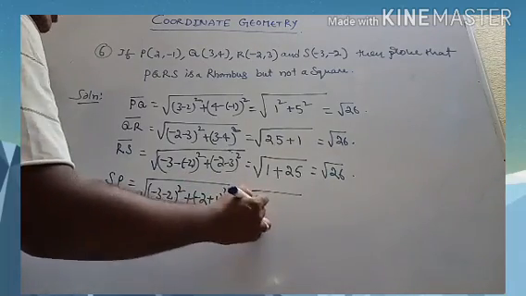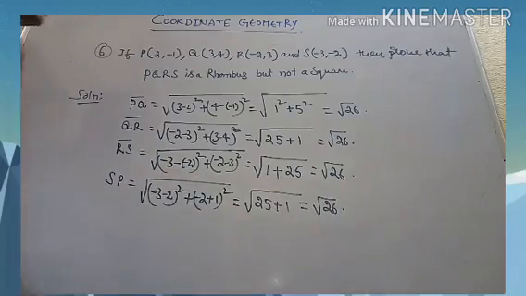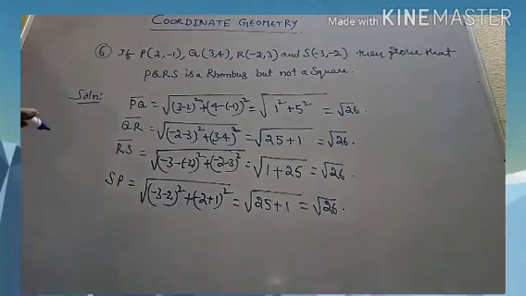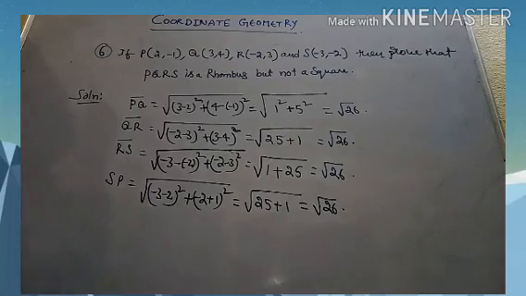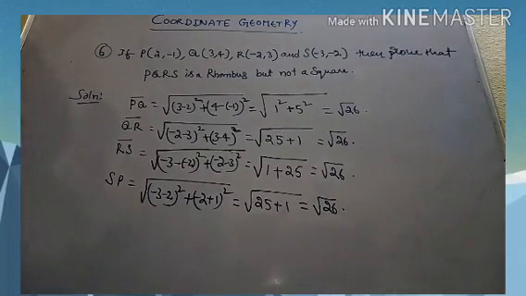And one more thing here: you got now all 4 sides are equal, therefore it is a rhombus, no doubt in it. But we should prove that it is not a square, right? To prove that it is not a square: in a square, all diagonals are equal. Now let us find the diagonal here.